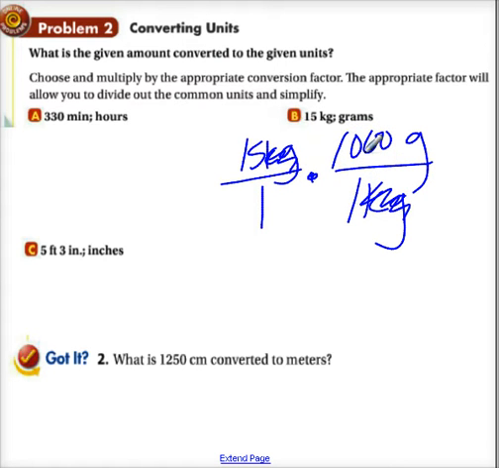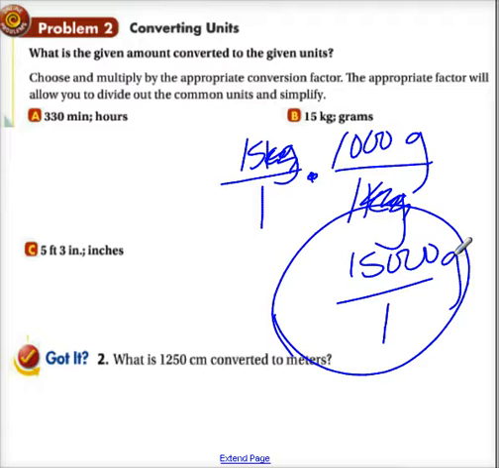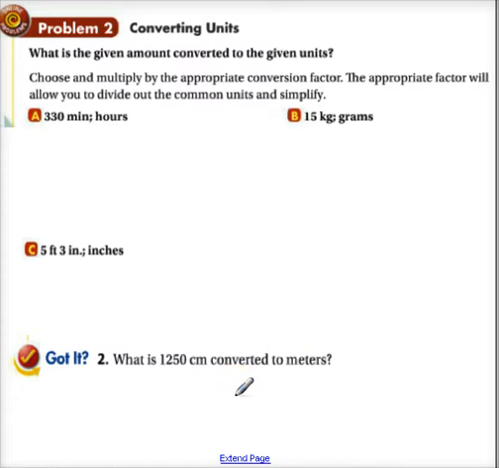15 times 1,000 is 15,000. Divide by 1 is 15,000 grams in 15 kilograms. So that is how to convert units. You want to find a conversion factor and multiply.